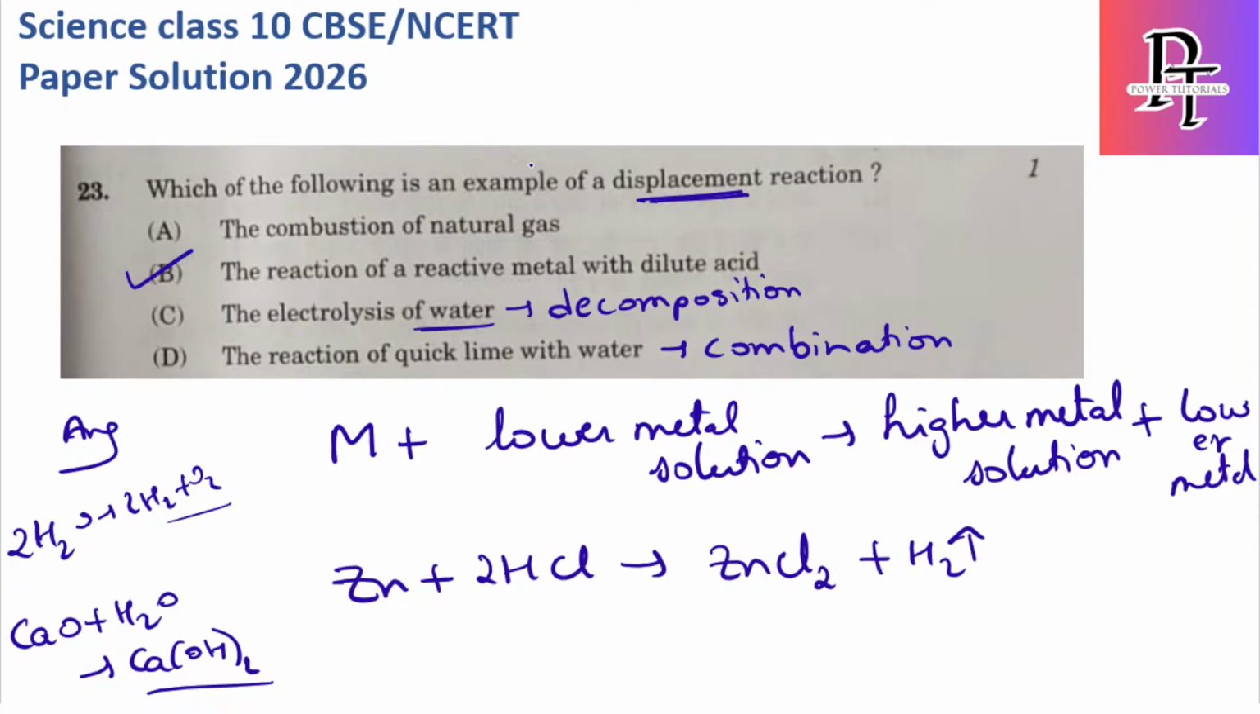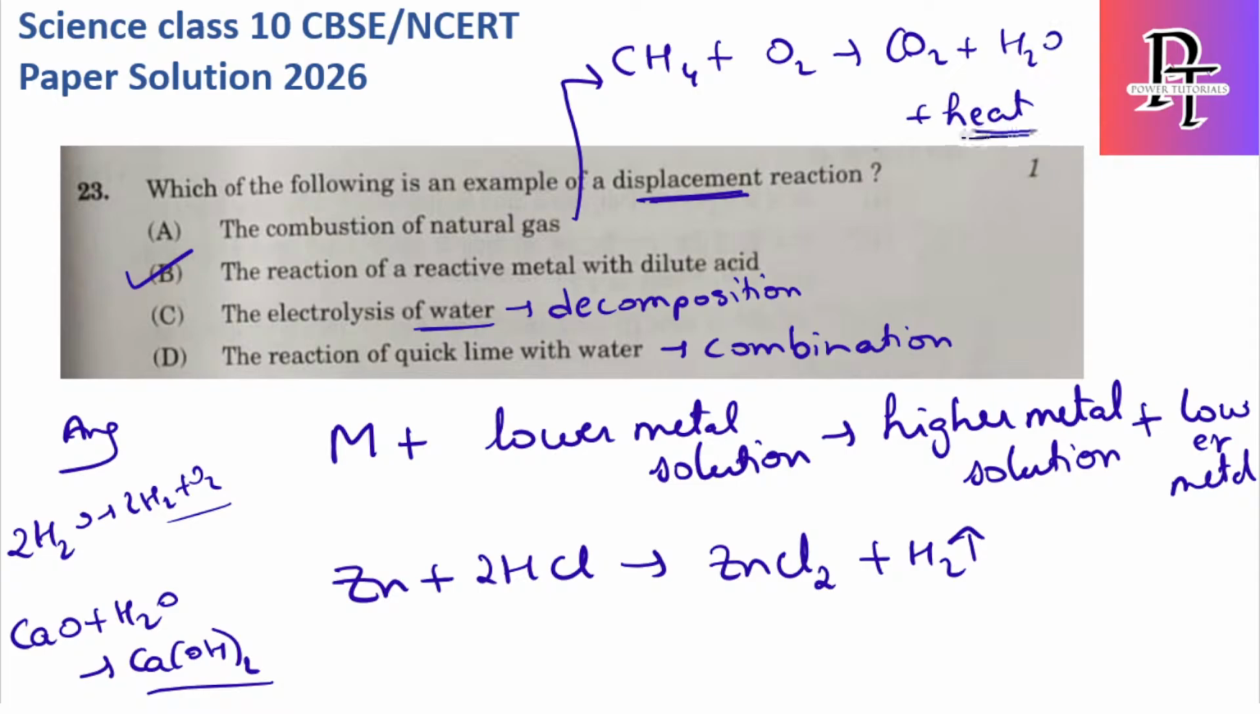So what about natural gas? Combustion of natural gas is a redox reaction. So I will write it here. Methane reacts with oxygen to form carbon dioxide, water and heat. This heat we use for cooking. Okay, so let's balance this.